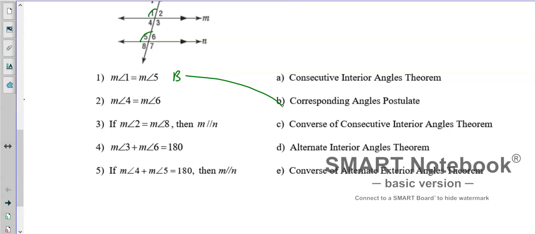4 and 6 are equal. Well, 4 and 6 are on opposite sides of this line, both inside, so they're alternate interior. So that's D. Sorry, that looks like a B. Let's try that again. D.